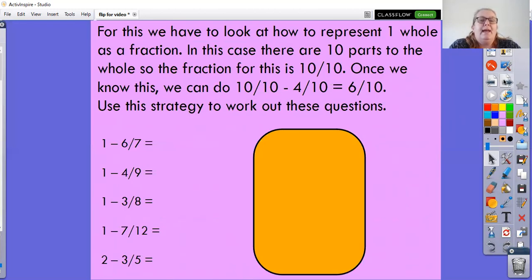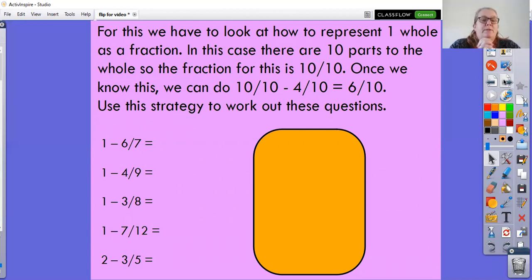So for this, we have to look at how we represent one whole as a fraction. In this case, the denominator told us there were 10 parts to the whole. So the fraction for one whole is 10/10. Once we know this, we can do 10/10 take away 4/10 equals 6/10, because 10 take away 4 equals 6, and the denominator at the bottom doesn't change because the number of parts we have altogether doesn't change. And that's what we did for that original question.